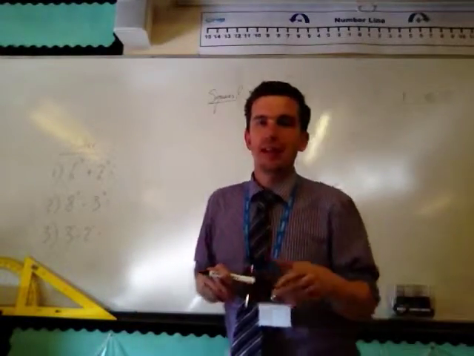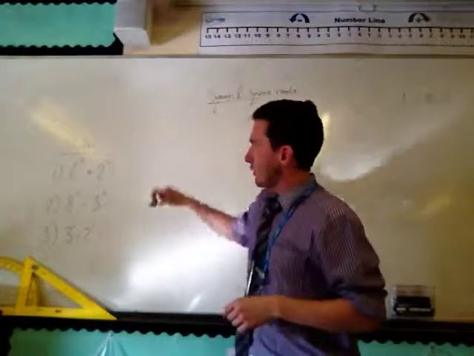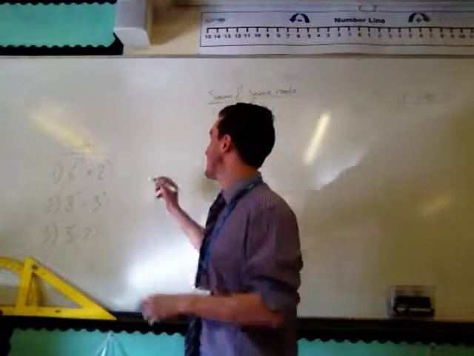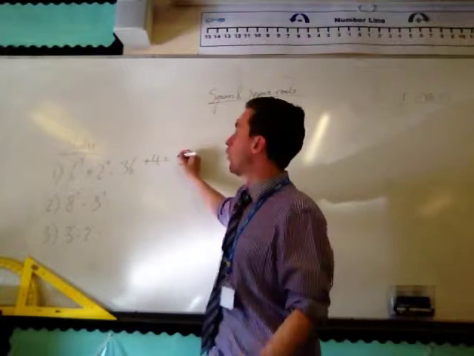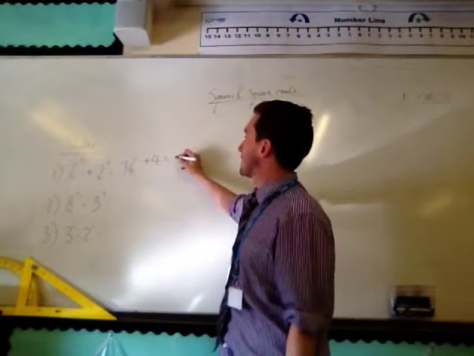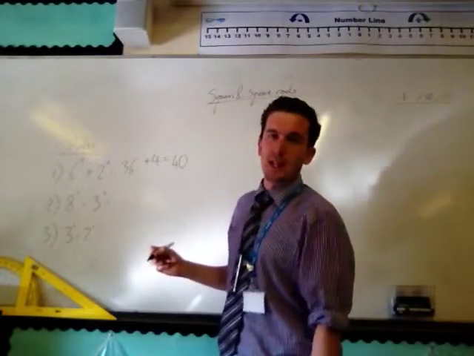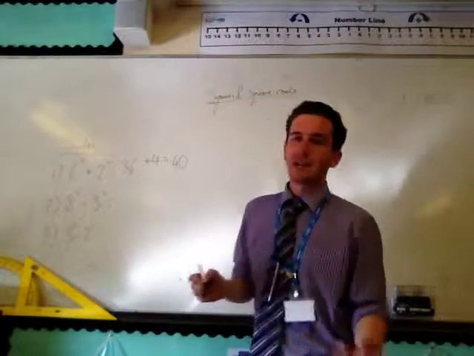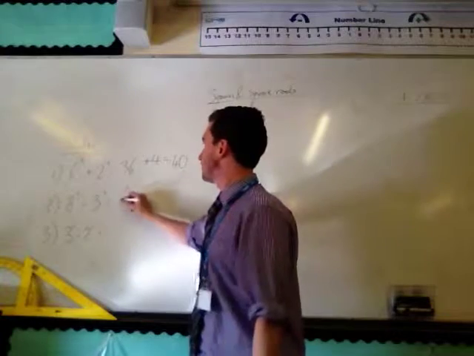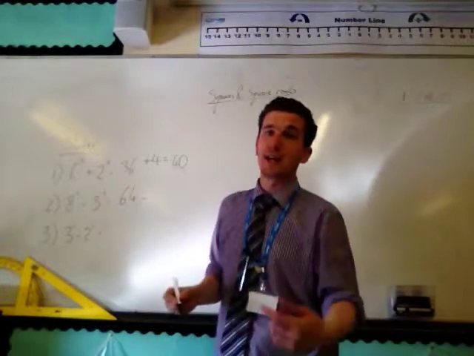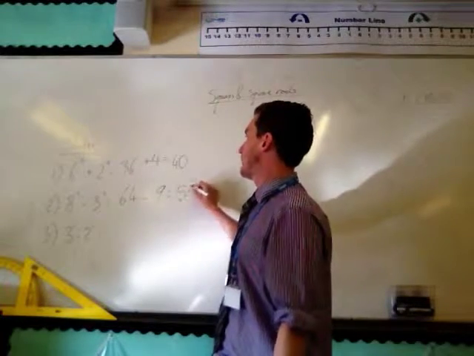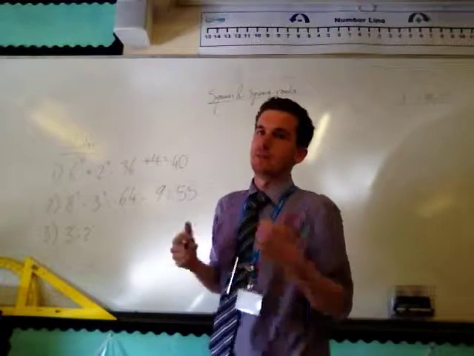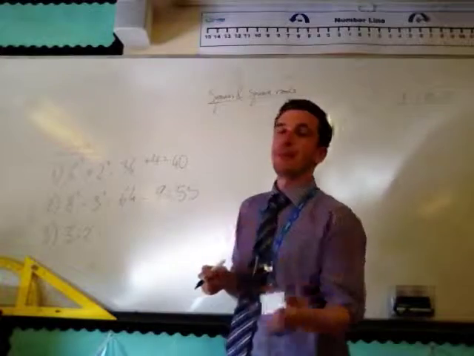Okay, so answers to the starter. 6 squared, 36. 2 squared, 4. So 36 add 4, 40. Number 2, 8 squared, 64. Take away 3 squared, 9. 64, take away 9, 55.